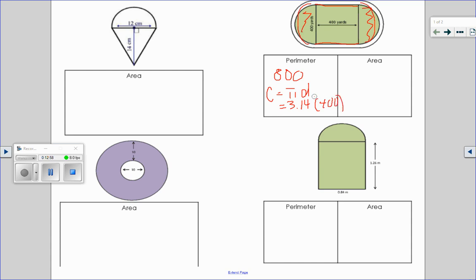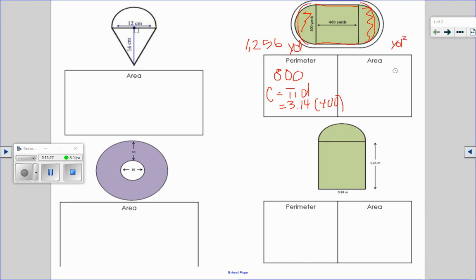So in Desmos, I'm going to type in 3.14 times 400, and that's 1,256. That's what you should have gotten for the perimeter of this shape. And it's yards, so it's just going to stay yards. Okay, so that's yards. Now the area, after you solve it all, you'll have yards squared.